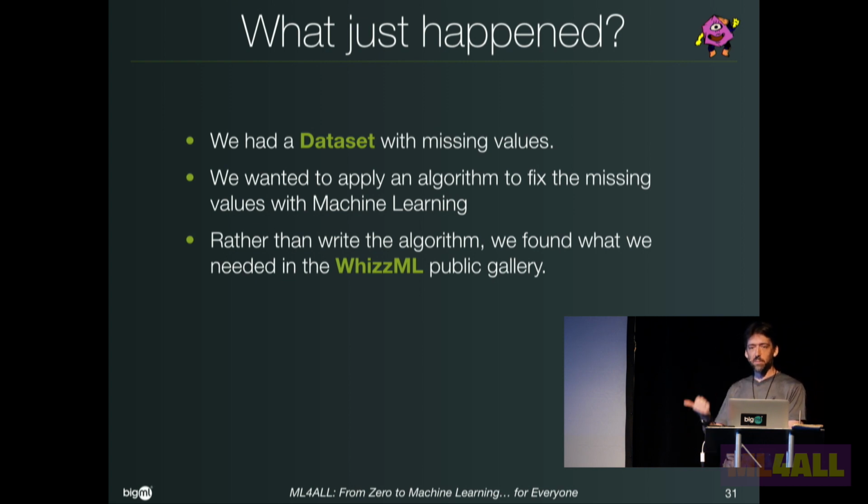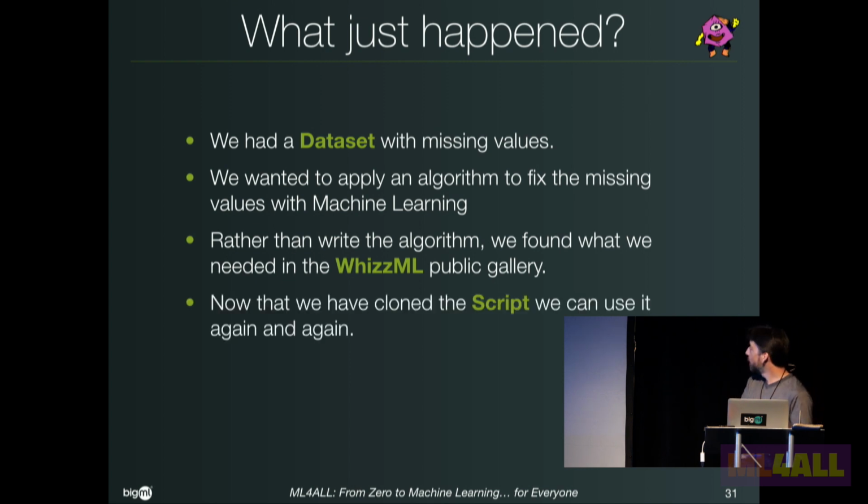I wrote one that implements the Haversine formula. Does anybody know the Haversine formula? Yes, one hand. Fantastic. Okay, so this is for computing the distance between latitude and longitude coordinates. I implemented it in WisML, so you can take any data that has latitude and longitude coordinates and a reference point, and you can just clone the script and compute.